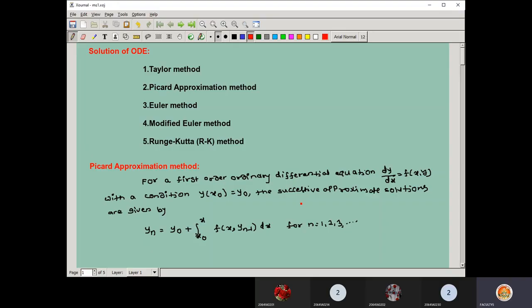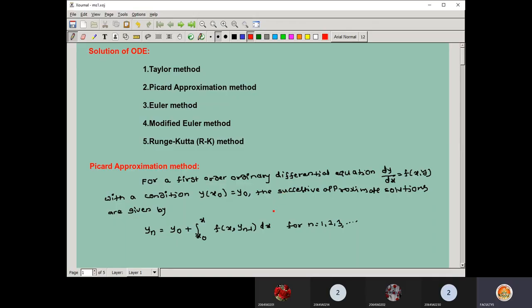For a first order ordinary differential equation, generally it is denoted by dy by dx equal to f of x comma y. A condition will be given y of x naught equal to y naught. Then the successive approximate solutions as per Picard approximation method, we are using a formula yn equal to y naught plus integral x naught to x f of x comma y n minus 1 of dx. Here n is taking the value 1, 2, 3 and so on. So this is the formula used to calculate the approximate solutions of the given first order ordinary differential equation.